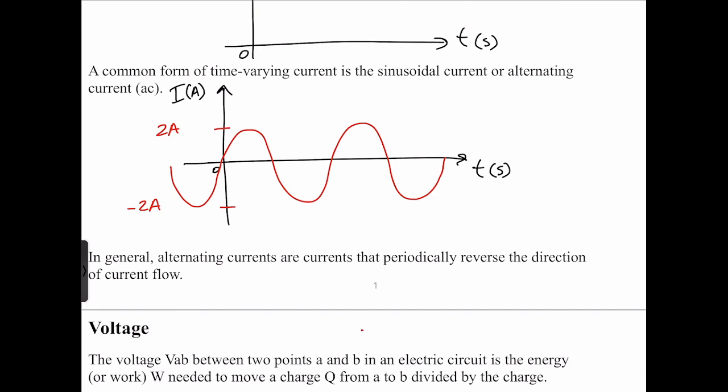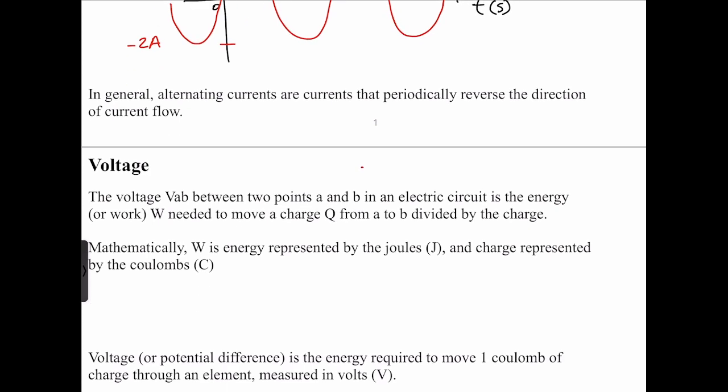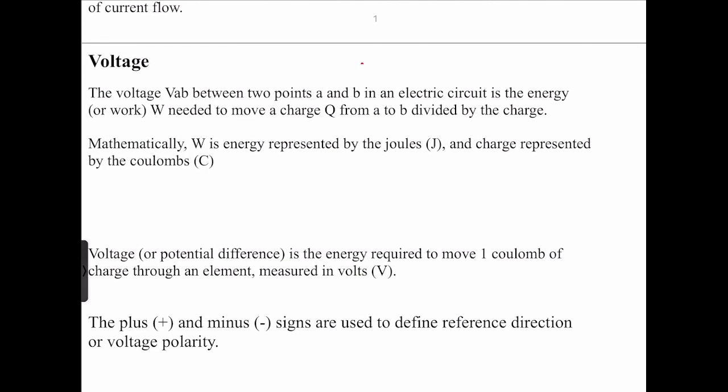So you can see that the current is alternating. It's positive for half of a cycle, then it's negative for the other half of a cycle. In general, alternating currents are currents that periodically reverse the direction of current flow. So it flows in the positive, then negative.